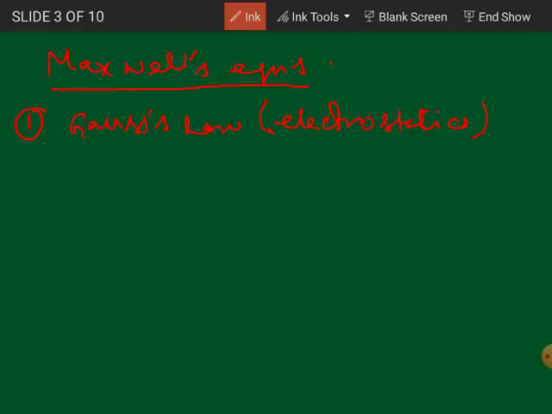So what does this Gauss law state? Gauss law states that the total electric flux, denoted by phi, which is the surface integral of E dot ds over the whole surface, is equal to 1 by epsilon naught times the charge enclosed by the closed surface. So we call this Gauss law in electrostatics. This law gives the value of electric flux in terms of the charge enclosed by the closed surface S. Got it?